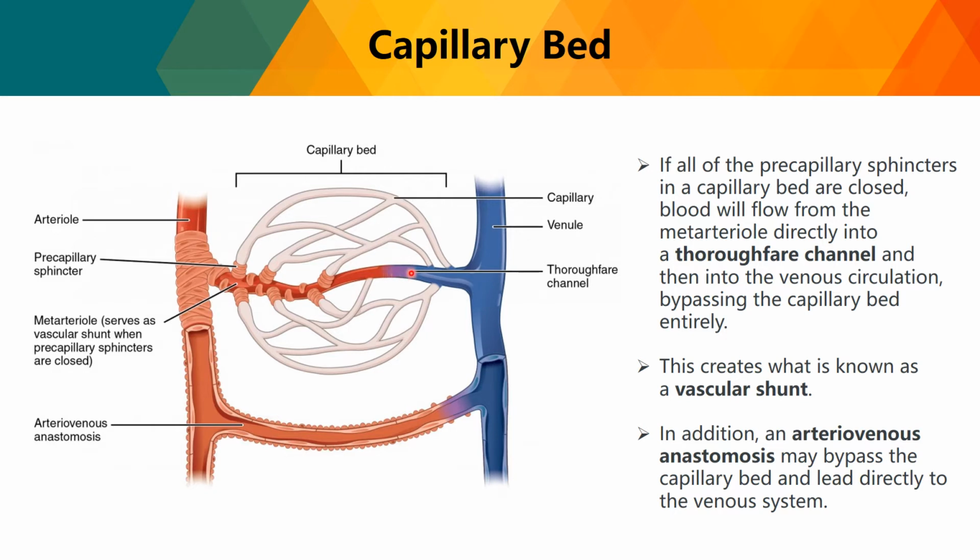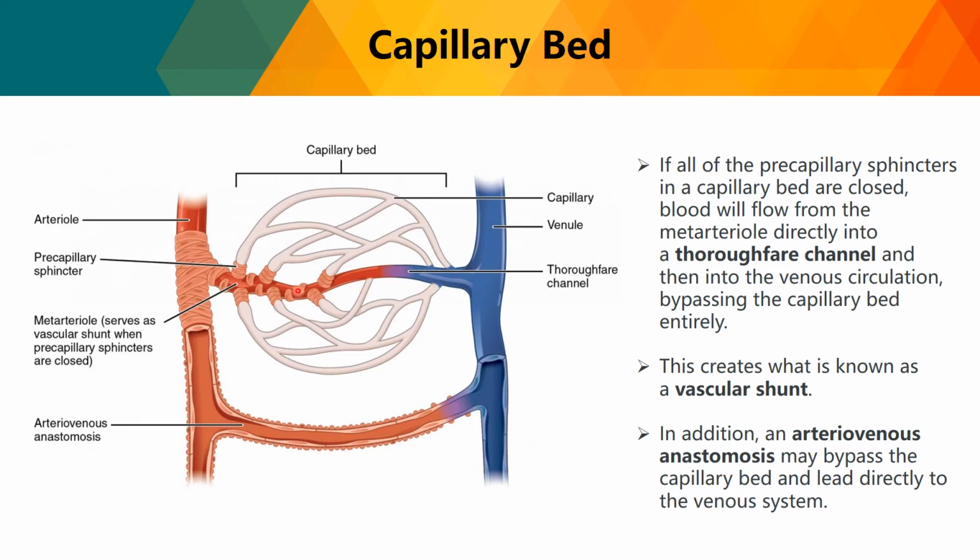This thoroughfare channel connects the metarteriole to the venule. Okay? So, this is your metarteriole. Yang thoroughfare channel na yan yung nagko-connect papunta dun sa venule. So, it has capillaries around it. So, basically, your metarteriole serves as a vascular shunt kapag sarado yung precapillary sphincters nyo. Okay, so your vascular shunt serves like a shortcut. Okay, if your precapillary sphincters are closed, ang gagawin ng metarteriole, ibabypass niya yung capillary bed at didiretso siya kay thoroughfare channel para dumiretso kay venule.